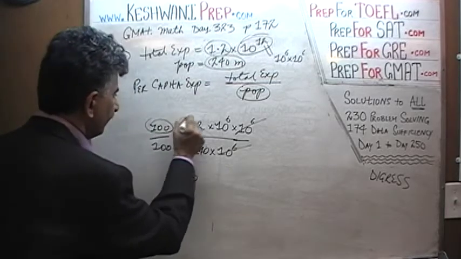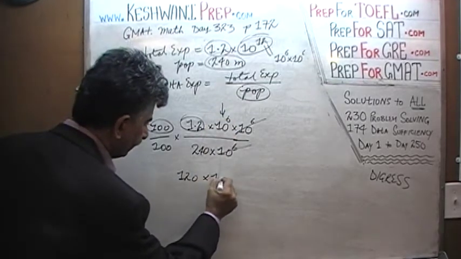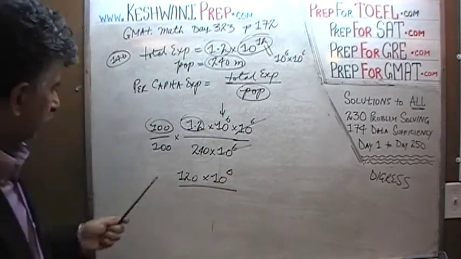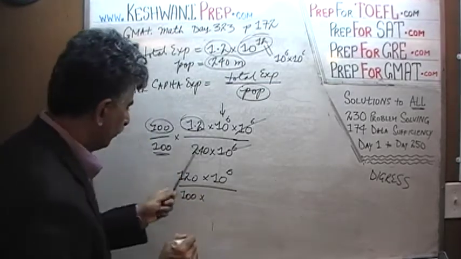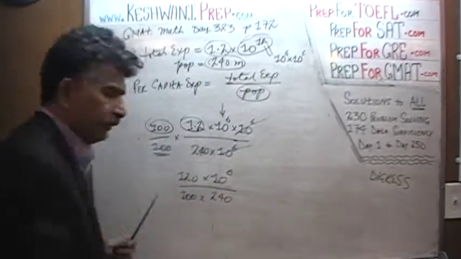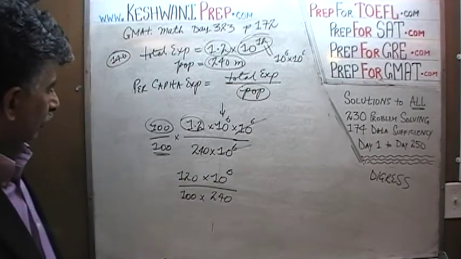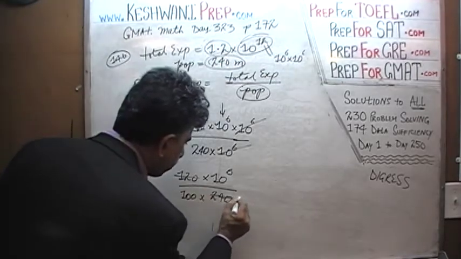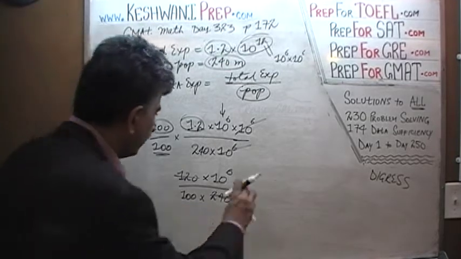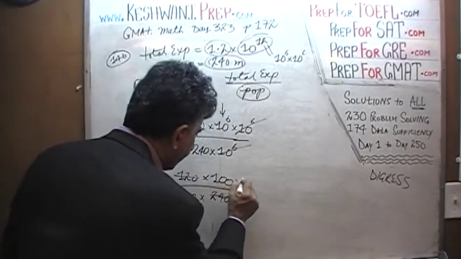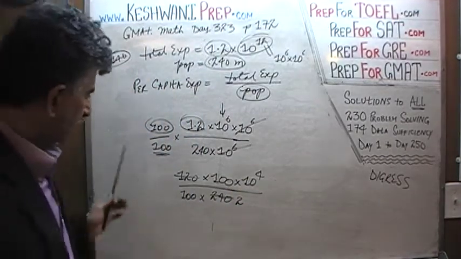So this is this amount, this times this. And then we have, don't forget, 10 raised to 6. And on the bottom we will have 100 times 240. Are you still with me? 120 divided by 240 is just 2. 10 raised to 6, of course, can be written as 100 times 10 raised to 4. Are you still with me? Very good. 100 can go away as well.